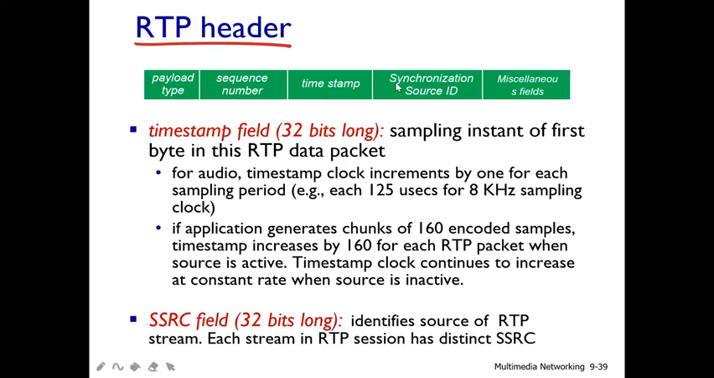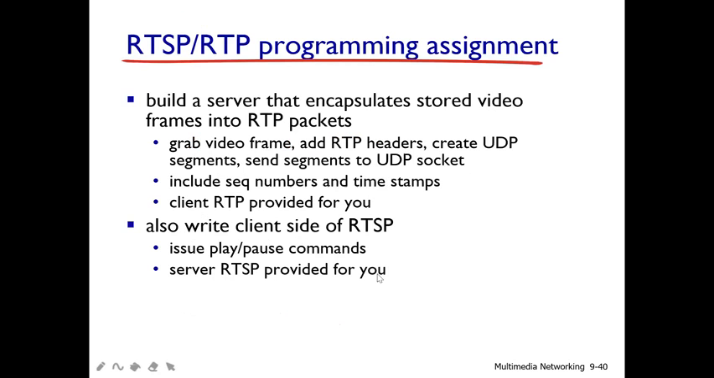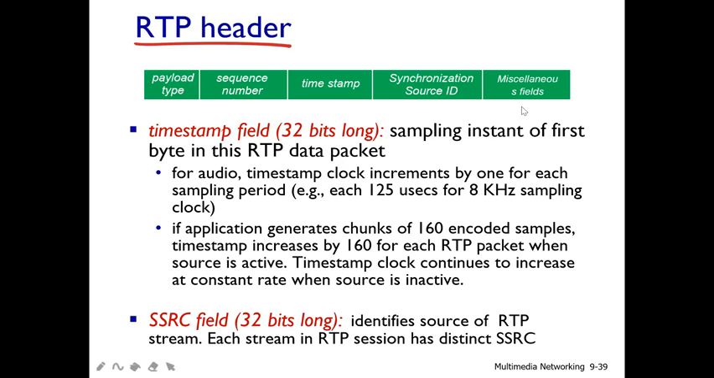The next one is the synchronization source ID, which also carries 32 bits of data. It identifies the source of the RTP stream, and each stream in your RTP session is distinctly identified by it. Then the next is the miscellaneous fields, which carry some data values or error data fields. So this is the structure of your RTP header.